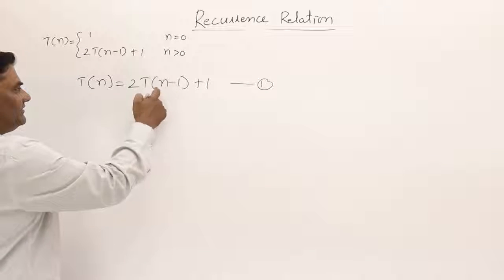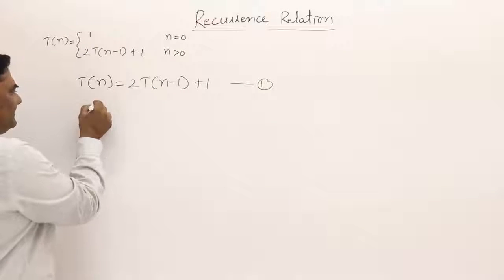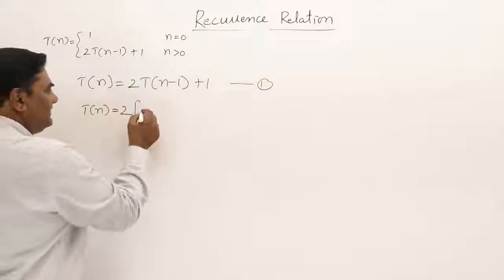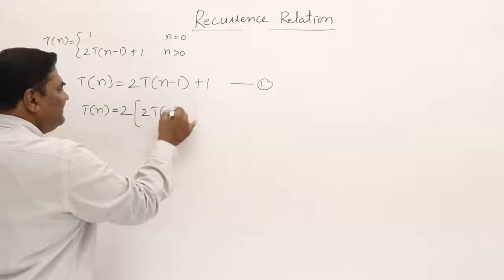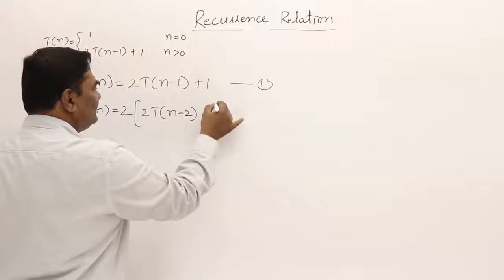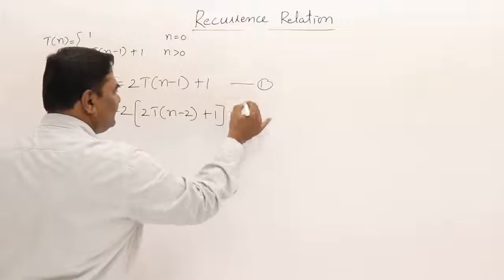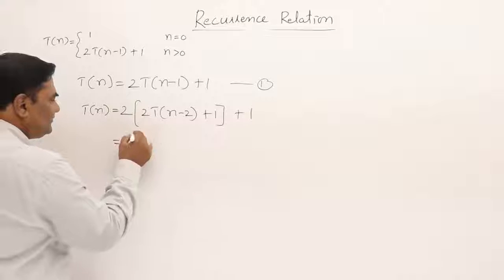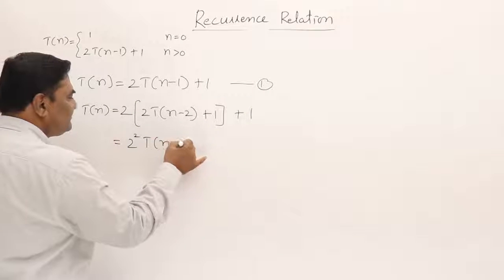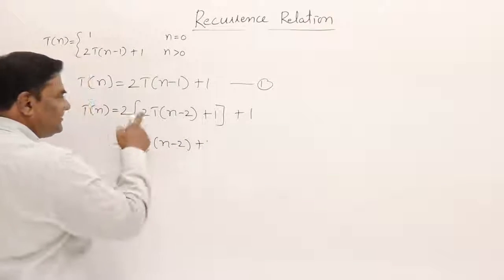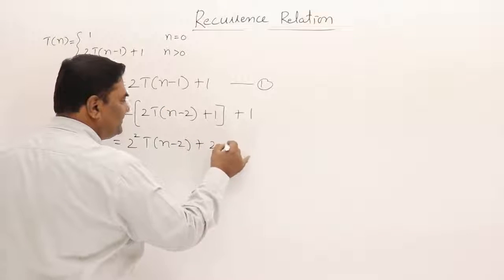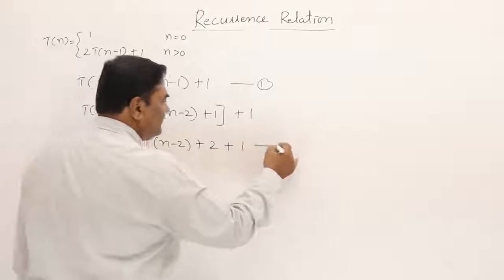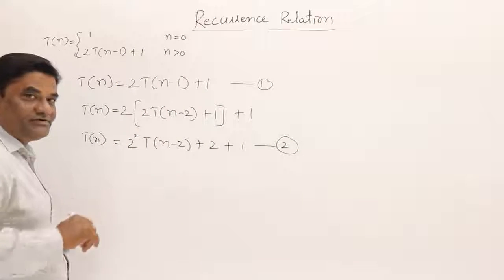Now I will directly substitute this. So Tn is equal to 2 as it is. Now this can be written as 2Tn minus 2 plus 1, and this plus 1 as it is. If I open this, 2 square Tn minus 2 plus 1, 2 and plus 1. That's it. So this is the second equation I got after the first substitution.